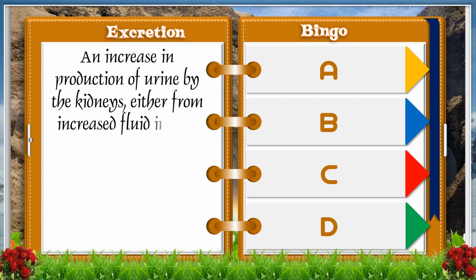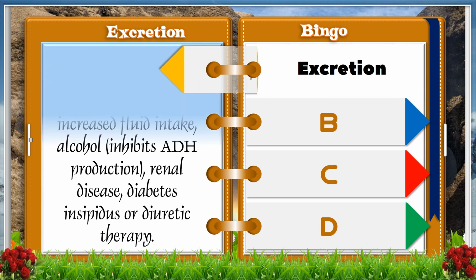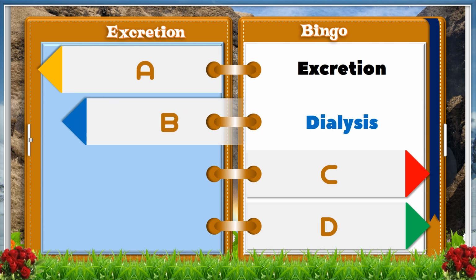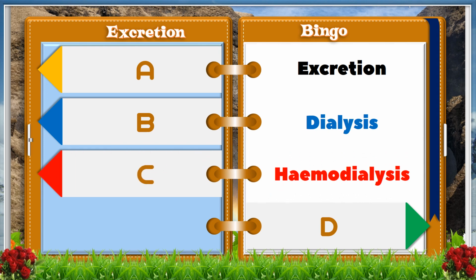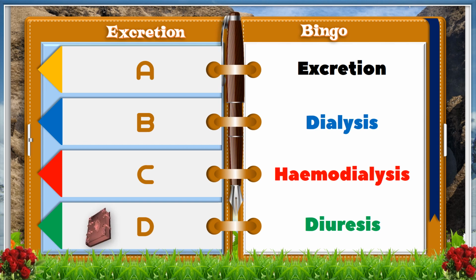An increase in production of urine by the kidneys, either from increased fluid intake, alcohol, which inhibits ADH production, renal disease, diabetes insipidus, and diuretic therapy. A. Excretion. B. Dialysis. C. Haemodialysis. D. Diuresis. And the answer is D. Diuresis.